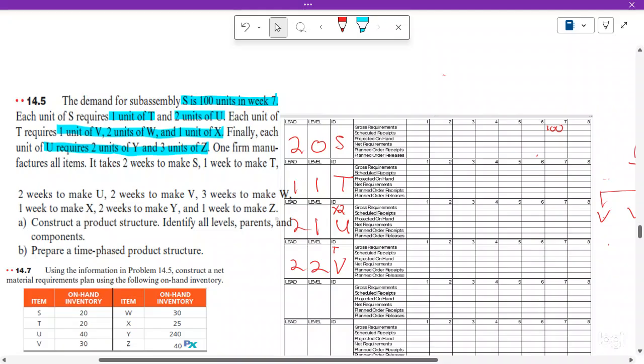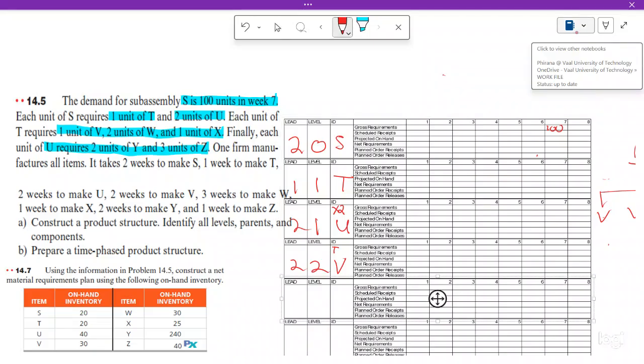Let's say S requires 1 unit of T. Then they continue to say S requires 2 units of U. You cannot miss that part. You are not allowed to miss that part, because that's where your wrong or right comes in. The first table, you must just tell yourself, I cannot get it wrong. The first table has a lot of marks. It determines everything going forward.